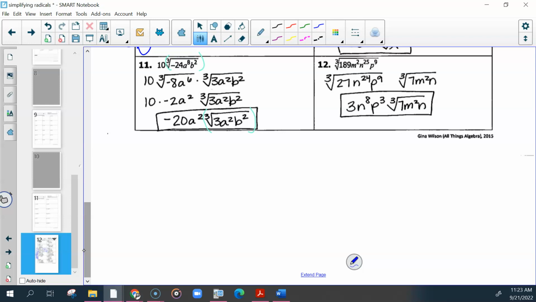They did this a little different because I want you to take out the negative first, so you have negative 10 and then the rest of that. They're doing the perfect cube method, so the highest numbers would be 8 and 3. And then 3 goes into 8 twice, which would give us 6, and there'd be 2 left over. 3 does not go into 2 at all, so b squared would stay inside. And then negative 20a squared times the cube root of 3a squared b squared would be your final answer.